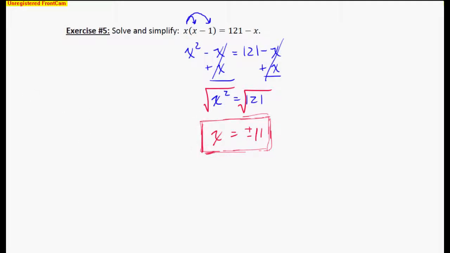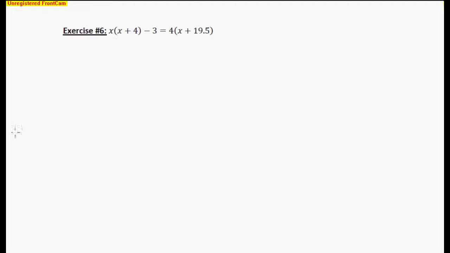Alrighty, and I think we have one more. Let's turn this one off and put this one on. Exercise 6. All right, we've got two things to distribute here. We've got to distribute this x, and we've got to distribute this 4. So I'm going to do all that in one step here. Over here, x times x is x squared. X times 4 is 4x. And, oops, I've got to have this minus 3. I don't want to forget that. Minus 3.